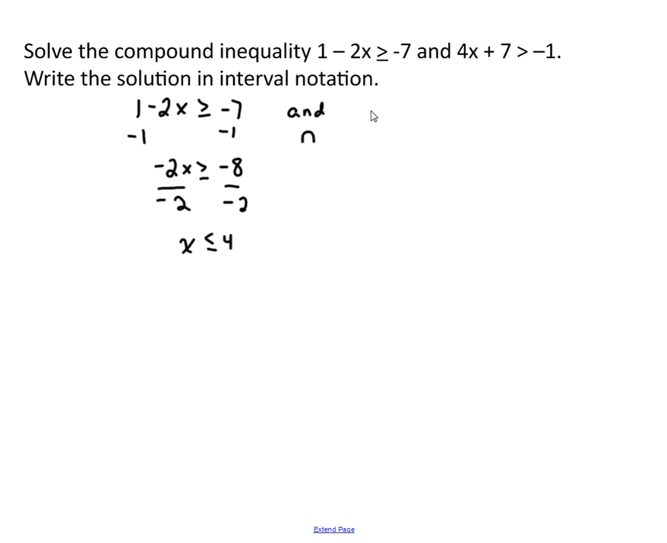And now let's look at the other one here. We've got 4x plus 7 is greater than negative 1. To isolate x, we're going to first subtract 7 from both sides, move the constant term to the right. So we're going to have 4 times x is greater than negative 8. Now to isolate x, we're dividing by positive 4, so we will not have to change the direction of our inequality symbol, right? We only do that by multiplication or division by a negative. And so we get x is greater than negative 2.